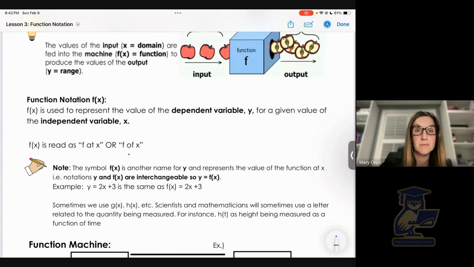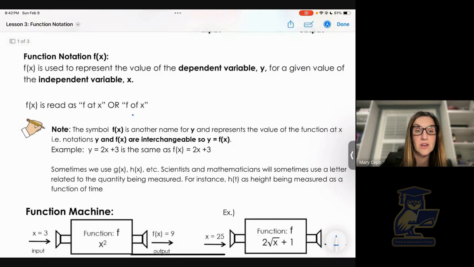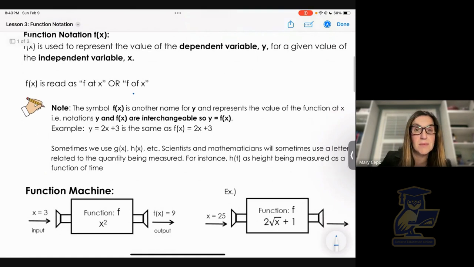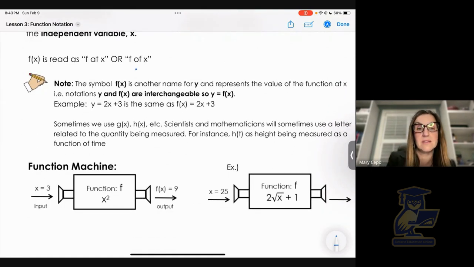Note the symbol f of x is just another name for y and represents the value of the function at x. That is, the notations y and f of x are interchangeable. They represent the same thing. So y is equal to f of x. Example, if you're given the equation y is equal to 2x plus 3, it is the exact same thing as f of x is equal to 2x plus 3.